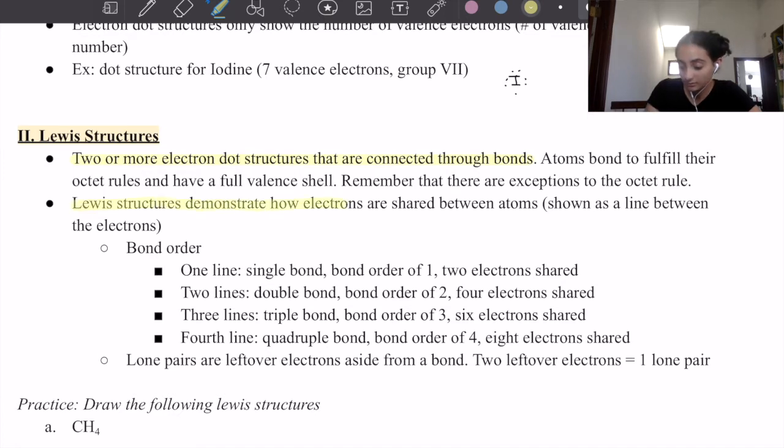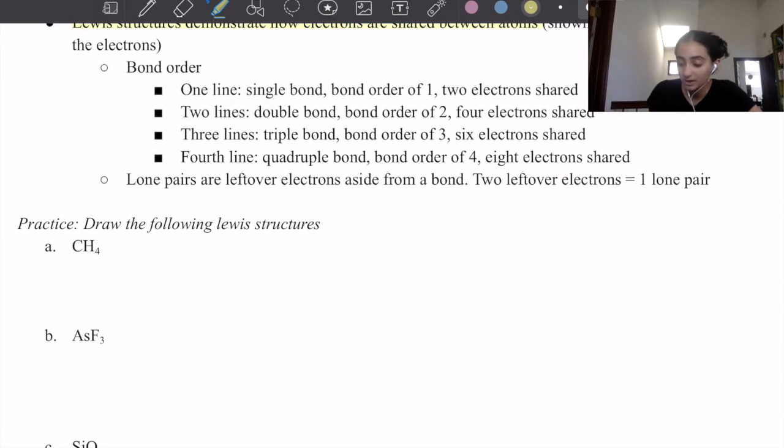So as I said, Lewis structures demonstrate how electrons are shared between atoms, and you show that with a line between the electrons. So when you have one line, a bond order of 1, there's a single bond, which means that there are 2 electrons shared. 2 lines means 4 electrons are shared, 3 lines are 6, and 4 lines are 8. There will sometimes be leftover electrons after the bond, and those are called lone pairs. And lone pairs are in groups of 2. So 1 lone pair will be 2 electrons.